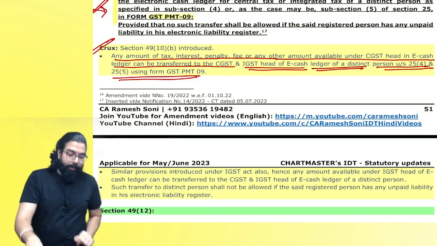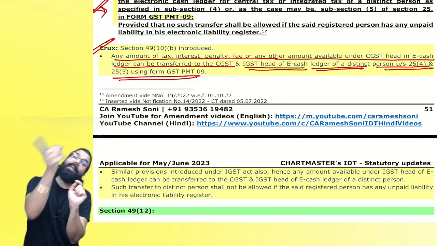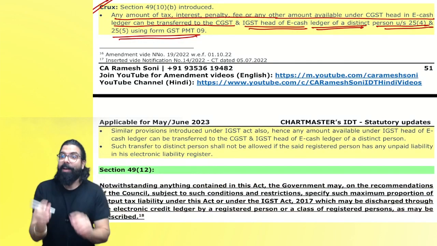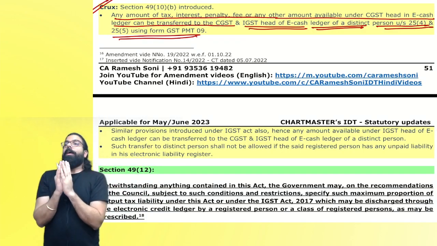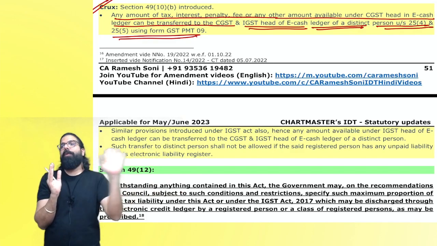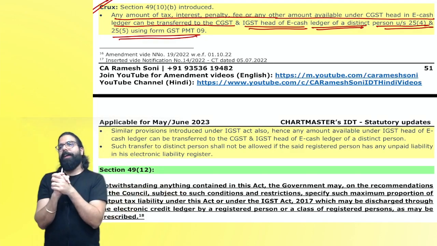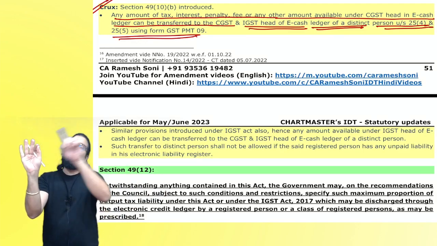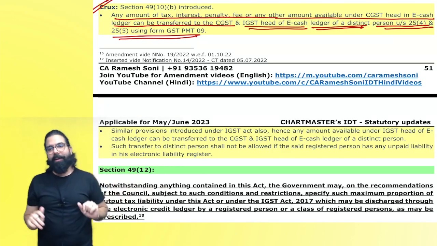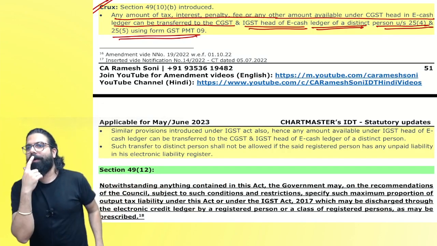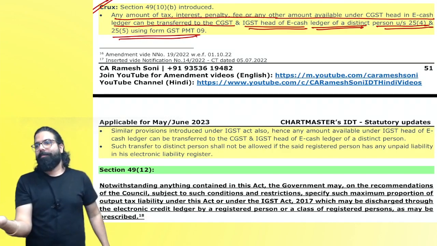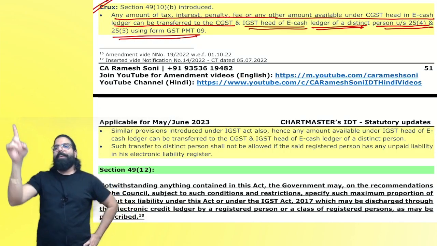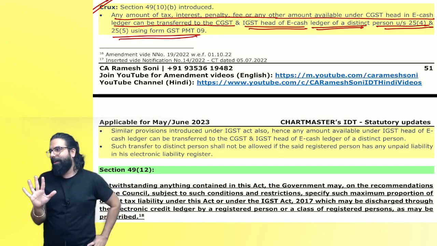Then, sir, the same change is made in the IGST Act also, and they told in the IGST Act that from the IGST head you can transfer to CGST or IGST. Everyone, listen. From my CGST head I can transfer to the CGST head of the distinct person. I can transfer to the IGST head. Now, under the IGST Act also the amendment is done, and they told from your IGST you can transfer to CGST or IGST of the other party. Now you will tell me, sir, from your SGST you can't transfer. Do one thing, use PMT09. From your SGST first transfer to CGST and then transfer. They have allowed only CGST or IGST heads to be transferred to CGST or IGST.